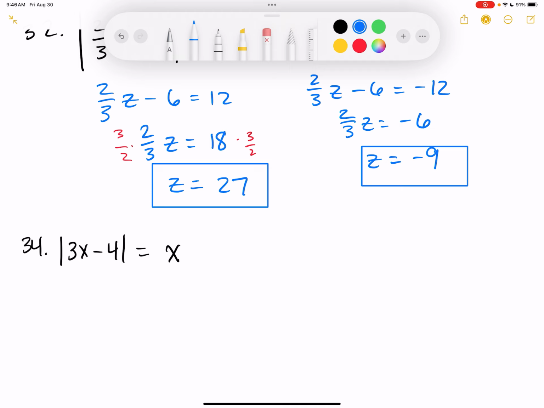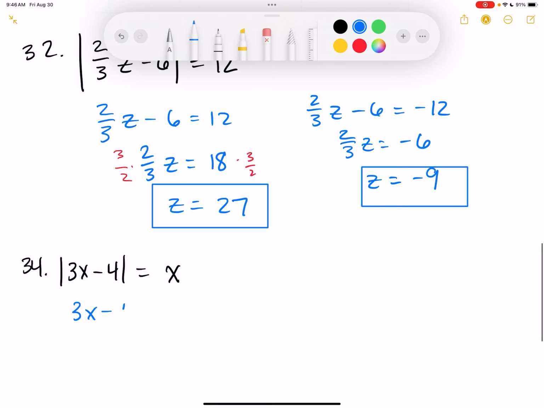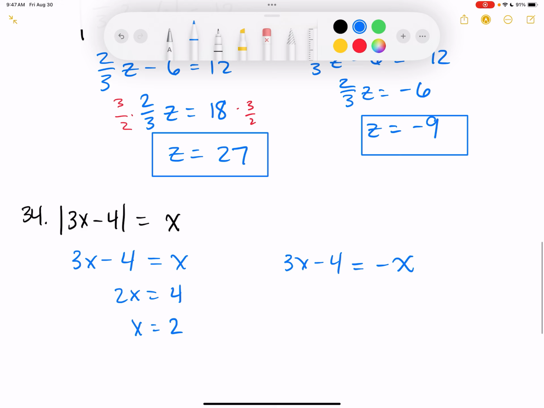So, I set this up the same way as the ones that have a number. 3x minus 4 equals x, or 3x minus 4 equals negative x. And solve. So I've got 2x equals 4, so x equals 2. And then I've got 4x equals 4, so x equals 1.